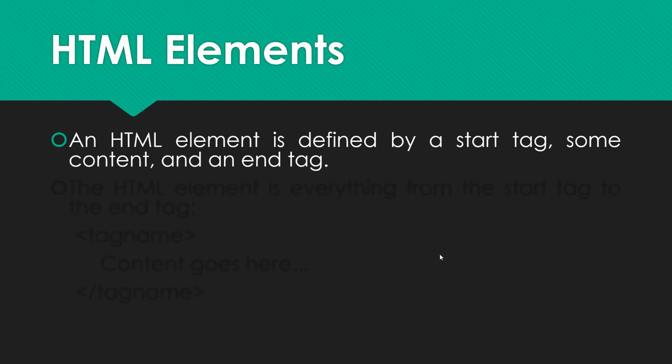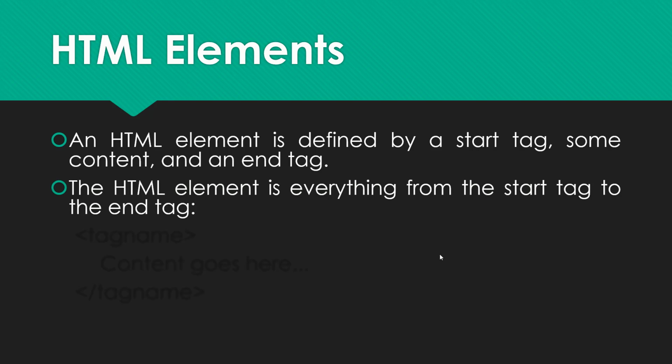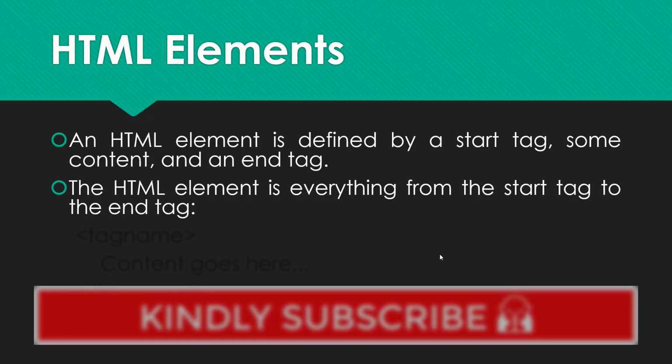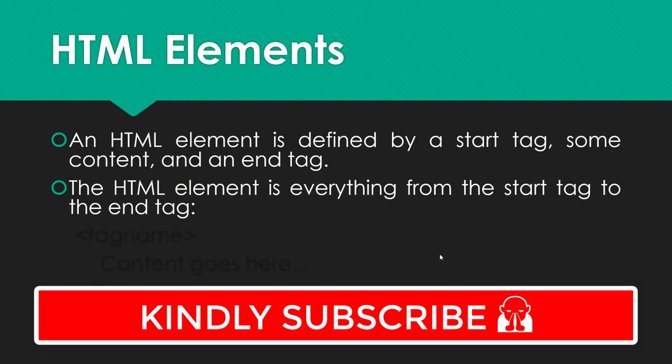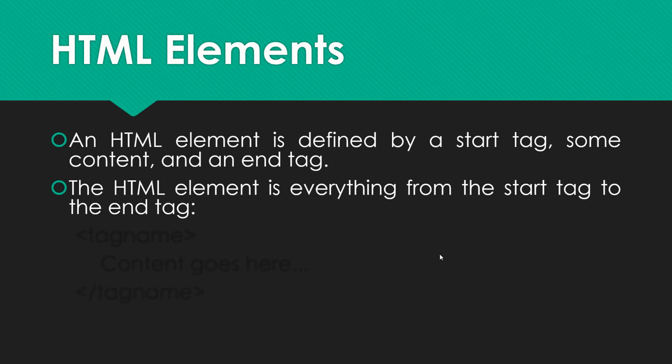An HTML element is defined by a start tag, then you add some content, and then you close it with an end tag. So the HTML element is everything from the start tag to the end tag. The makeup of the whole thing, the beginning tag, the content, and the closing tag, is what we call an element.